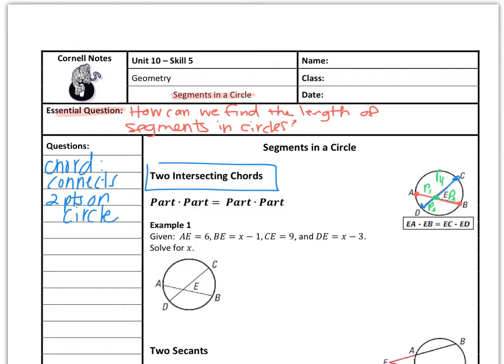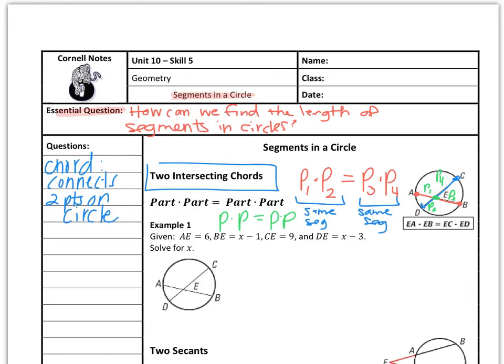So this formula says part times part equals part times part. We call it the PP equals PP formula. I know that sounds weird and maybe a little gross, but just go with it, okay? So when we have this, we're really multiplying part 1 times part 2, and setting it equal to part 3 times part 4. Again, I just want to reiterate this. These have to be from the same segment. And these have to be from the same segment.